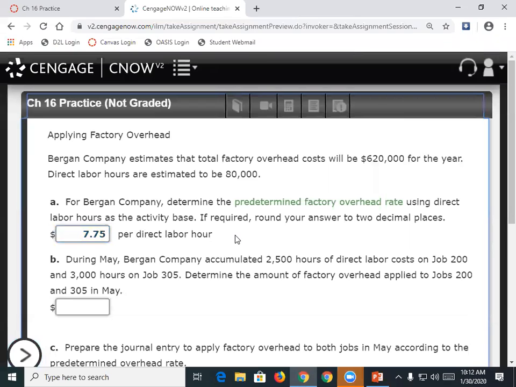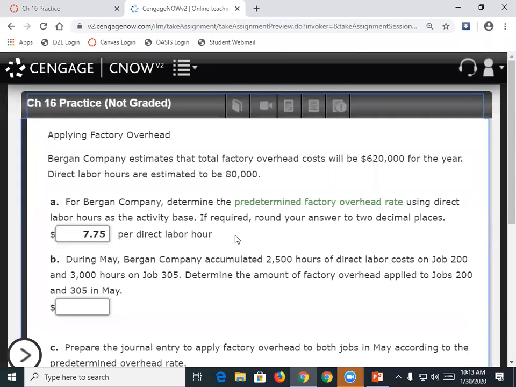So these are applied. This is how we're calculating that credit to factory overhead, the debit to work in process. So part B says during May, Bergen Company accumulated 2,500 hours of direct labor in job 200 and 3,000 hours on job 305. What is the total overhead applied in May? Well, how many hours total did we have? How many direct labor hours? Yeah, 5,500, good. So 5,500 hours times 7.75.